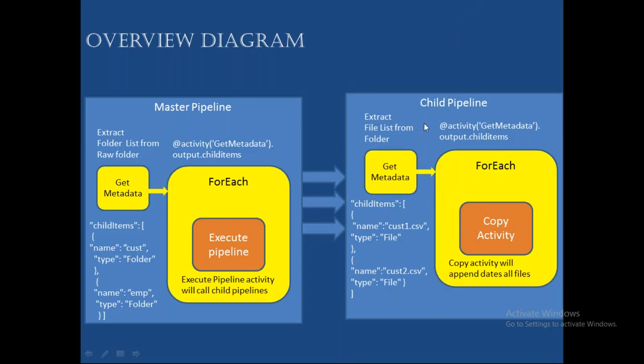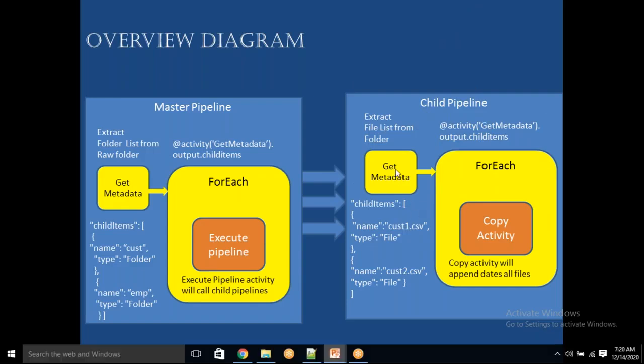Now this child item, how many times will it execute, friends? Based on the number of files present in each folder? No, I am talking about the entire pipeline. It will execute based on the number of folders, not files. Okay, so if you have three folders, the pipeline will execute three times. Okay, got it.